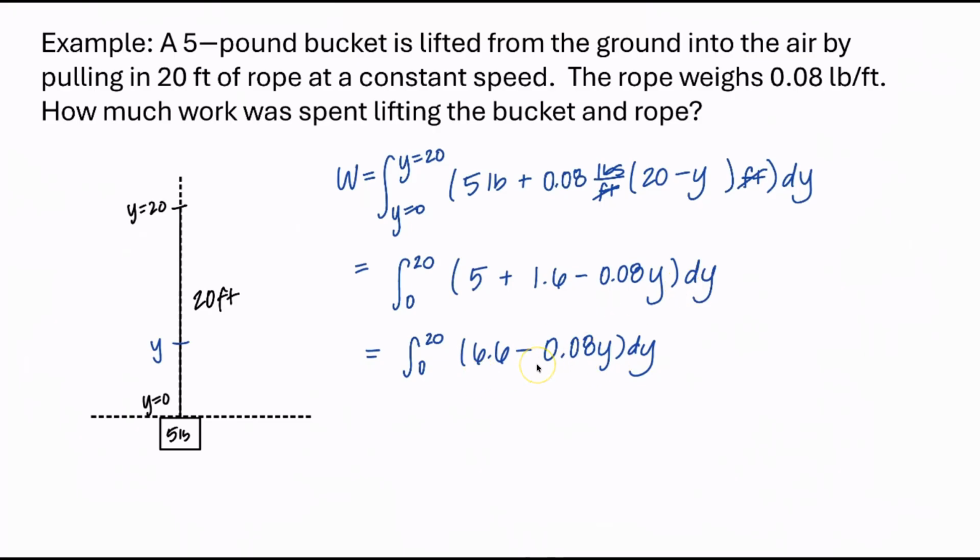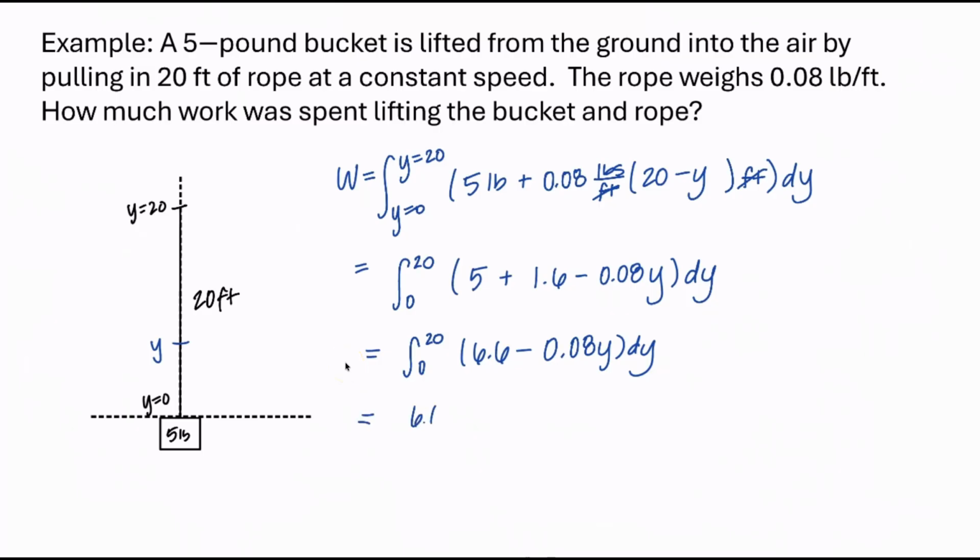So if we think about this force function, initially the total force, the total weight is 6.6 pounds. It's the 5-pound bucket and the total weight of the rope. So the total weight of the 20-foot rope, if it's 0.08 pounds per foot, is 1.6 pounds plus 5. So a total of 6.6 pounds initially. And then we're going to be subtracting 0.08 pounds for each foot we lift up, for each y that we lift up. So this weight function makes sense. It's going to be decreasing over time, and we're going to go ahead and perform this integration.